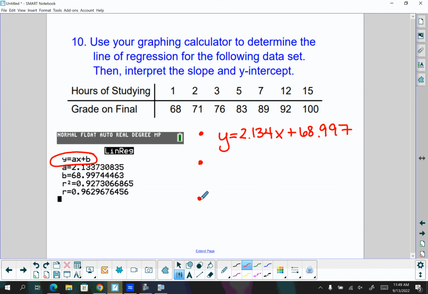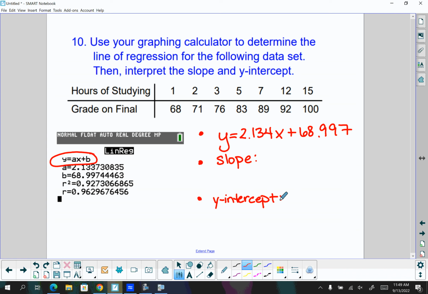Second and third parts say interpret the slope and interpret the y-intercept. Doesn't mean tell me what the slope is. I know what the slope is. The slope is 2.134. Slope in real life, we talked about, represents something that's increasing or decreasing. It's a positive slope, so it's increasing in this problem. What's increasing in this problem? What's increasing?